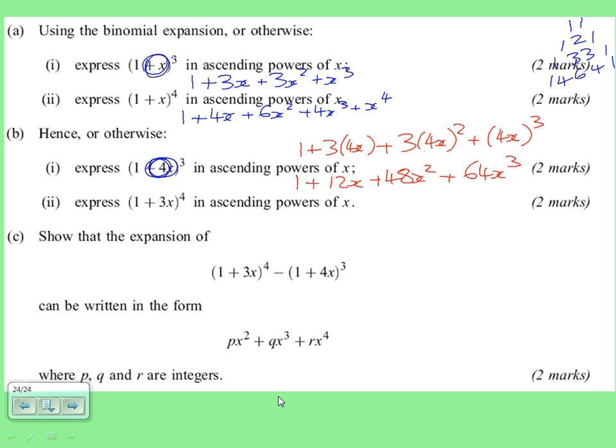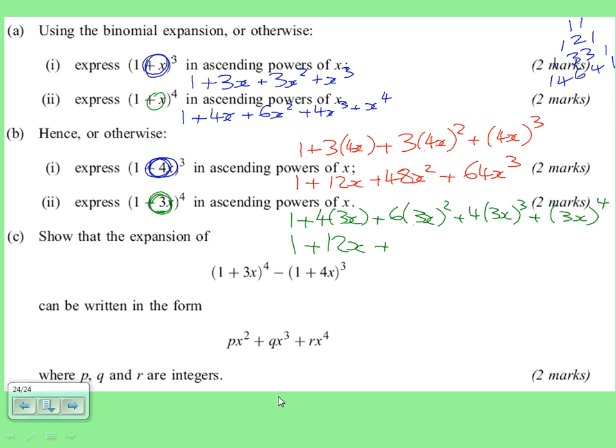1 and 12, 4 3s are 12, and 4 squared 16 times 3, 48 of those, and finally 64x cubed on the end. Let's do exactly the same with this one here, instead of replacing the x with a 3x this time. And so we've got 1 plus 4 bracket 3x. The brackets are so essential. And then (3x) squared, and then (3x) cubed, and finally the (3x) all to the power of 4 on the end. Working these out, we've got 12x's here. And here we've got 9, 9 6s, 54x squared. Here we've got 27, 27 times 4, 108x cubed. And finally 81, 3x times 3x times 3x times 3x, 81x to the 4 on the end.